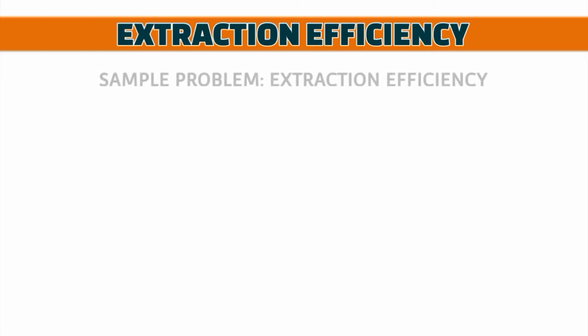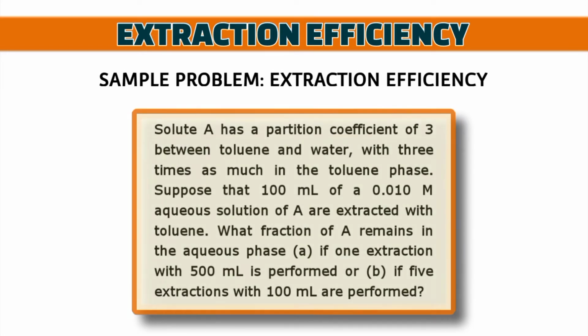Now let us try a sample problem involving solvent extraction. Here's the sample problem. Solute A has a partition coefficient of 3 between toluene and water, with 3 times as much in the toluene phase. Suppose that 100 ml of a 0.010 mole aqueous solution of A is extracted with toluene. What fraction of A remains in the aqueous phase if (A) one extraction with 500 ml is performed, or (B) if 5 extractions with 100 ml are performed?